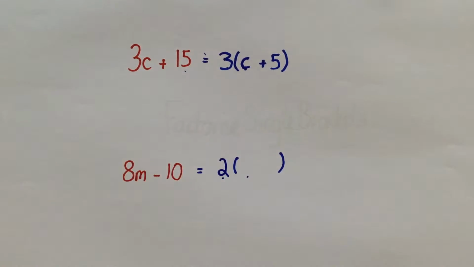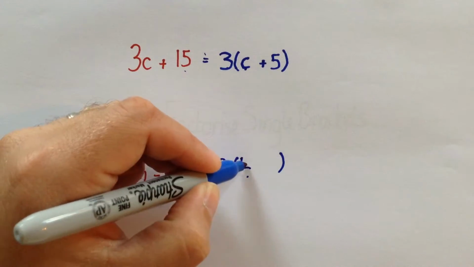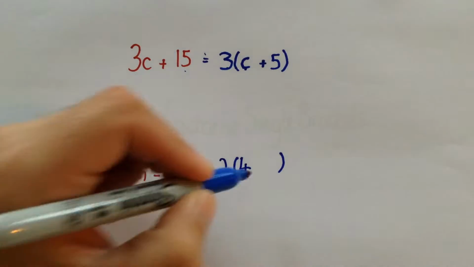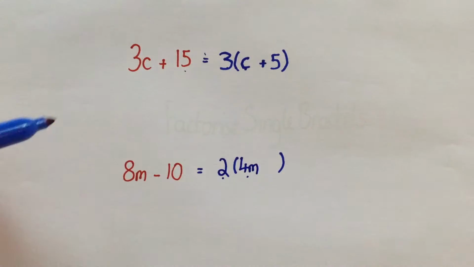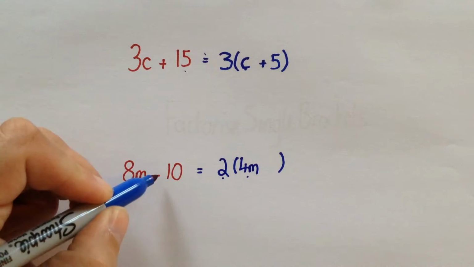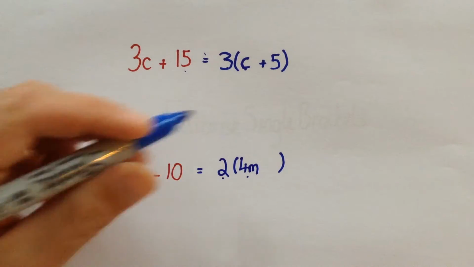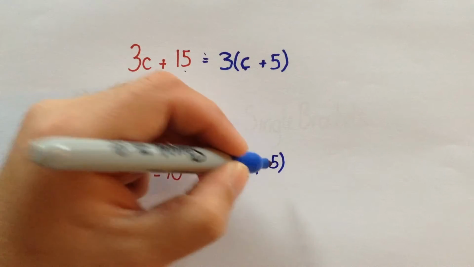2 times what would make 8m? Well, 2 times 4 makes 8, so 2 times 4m would make 8m. We want the answer here to be minus 10, so 2 times something makes minus 10, and that would have to be minus 5.